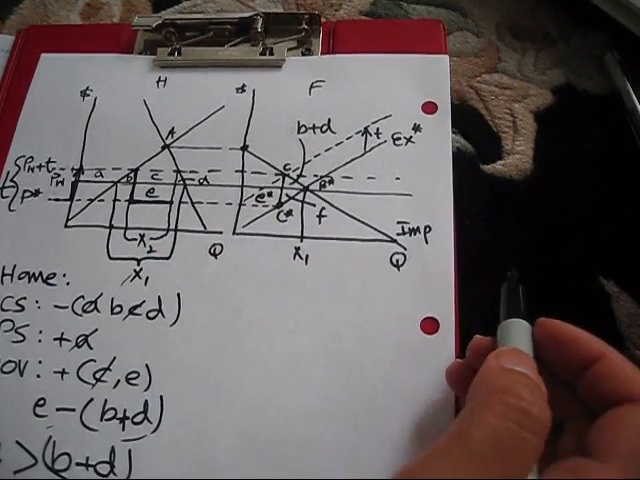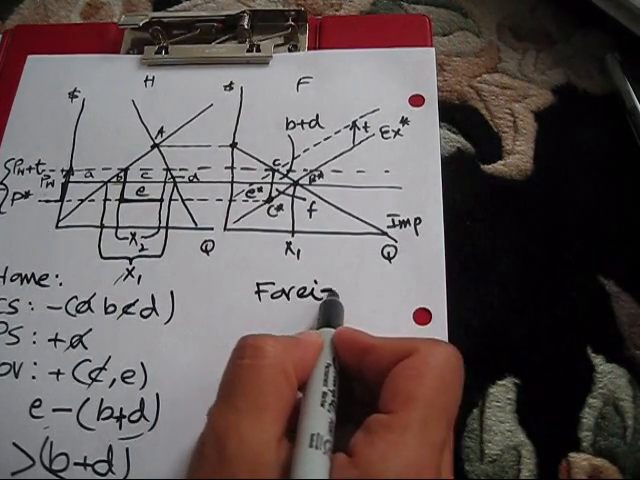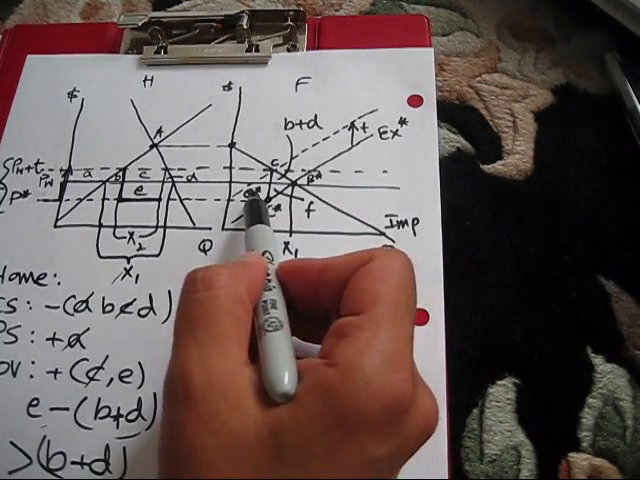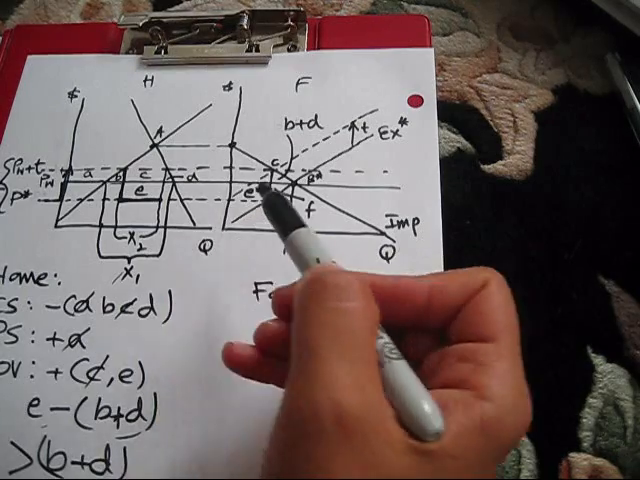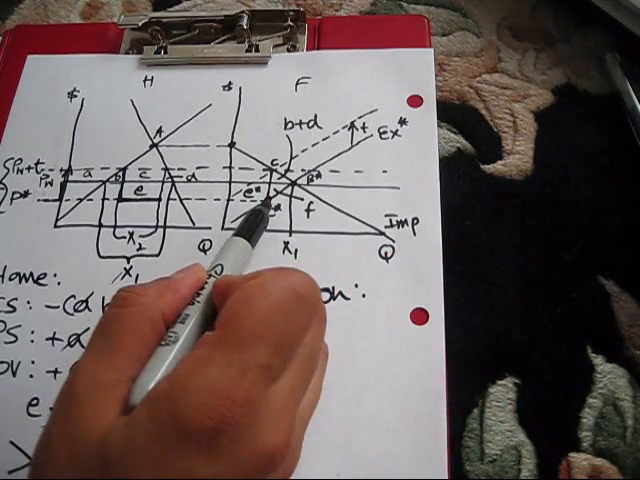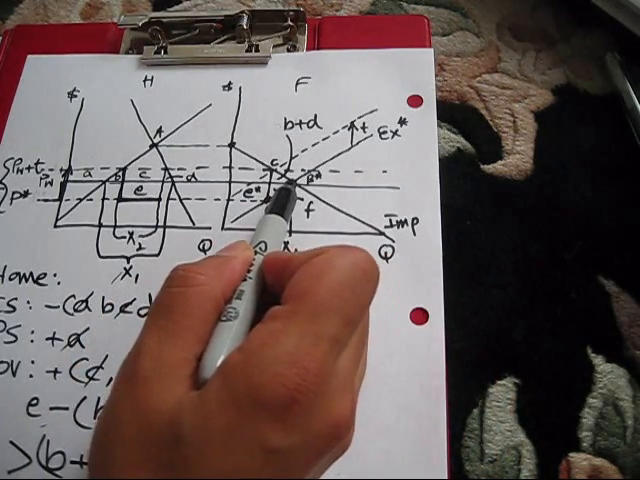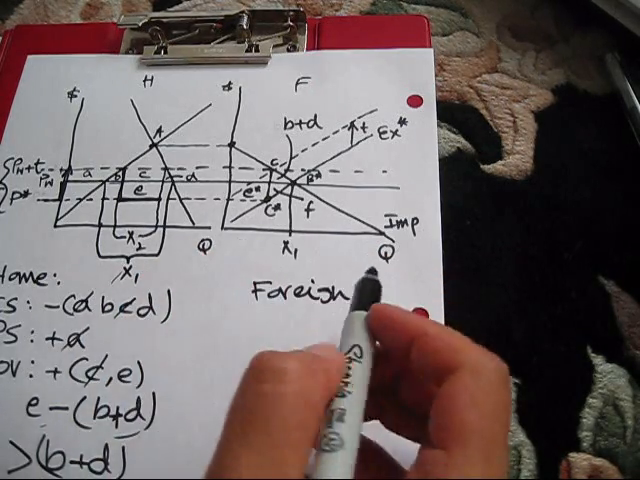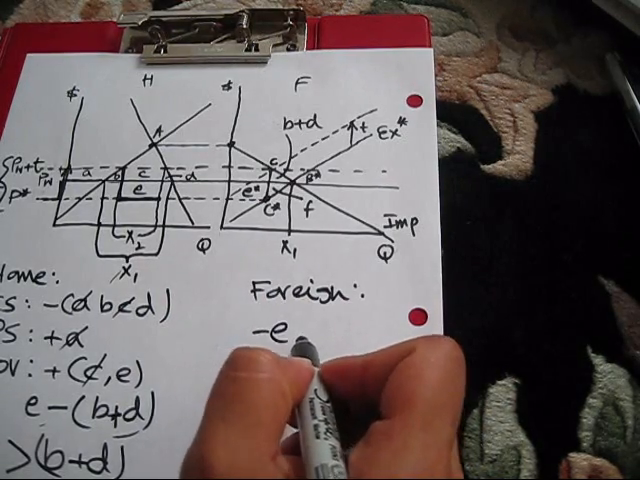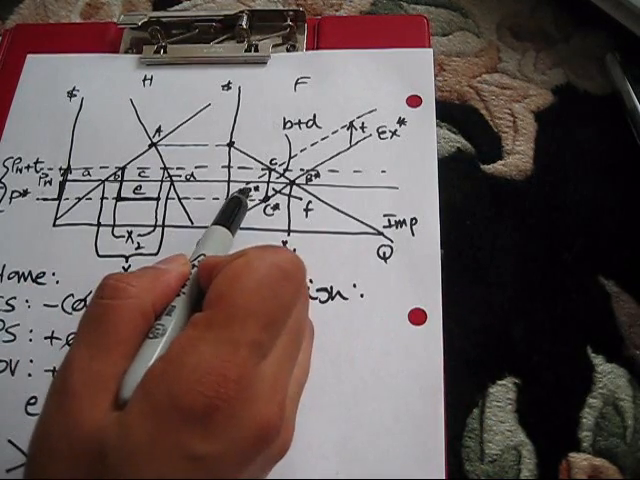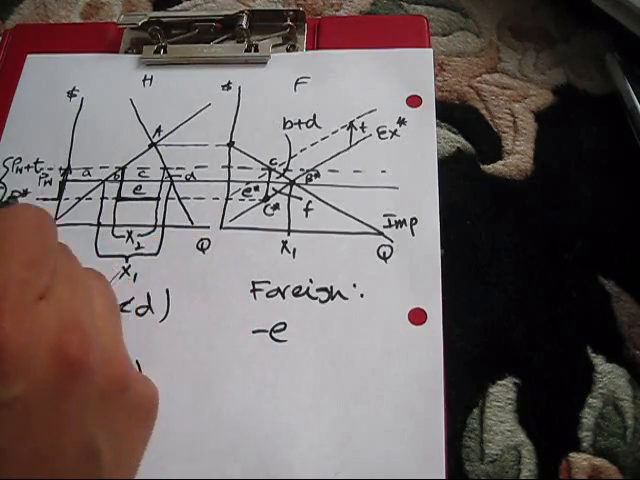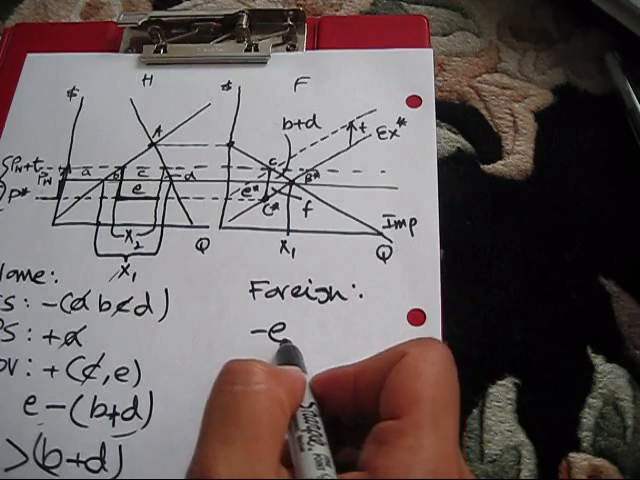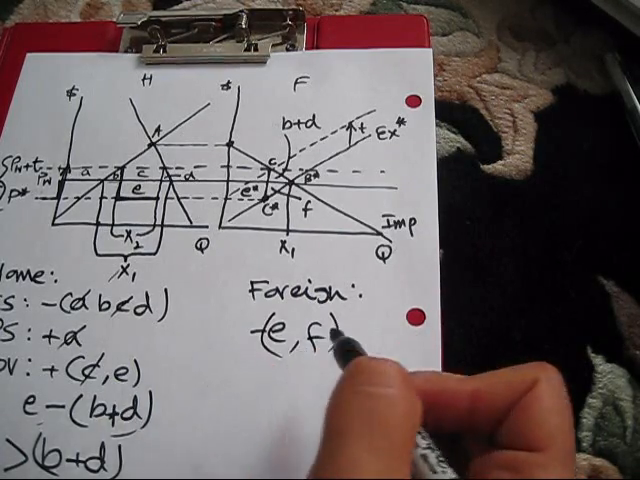Now let's look at foreign. For foreign, they're losing E star. You see this? Because this area, if you look at the graph, they used to have all this area, but they lost it, which is F and E star. So that's going to be minus E, because I called it E star since E is given to the government by foreigners. This is the area that they lose because of the tax. So minus E and F.